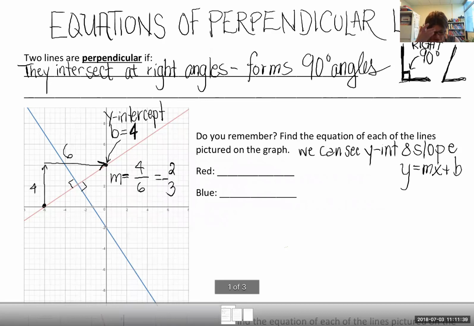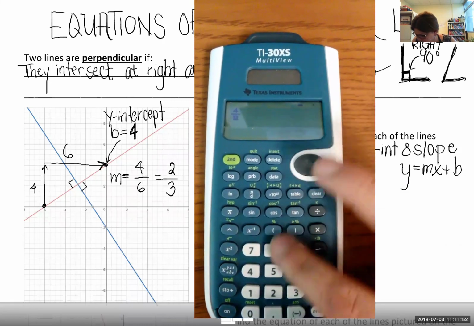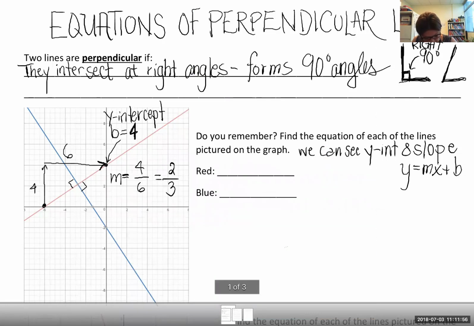2/3. If you're mad at me because you don't know how to reduce fractions, your TI-30XS will do it for you. You simply type the N over D fraction button, 4 on top, 6 on the bottom, and press enter, and it will reduce to 2/3. Okay.